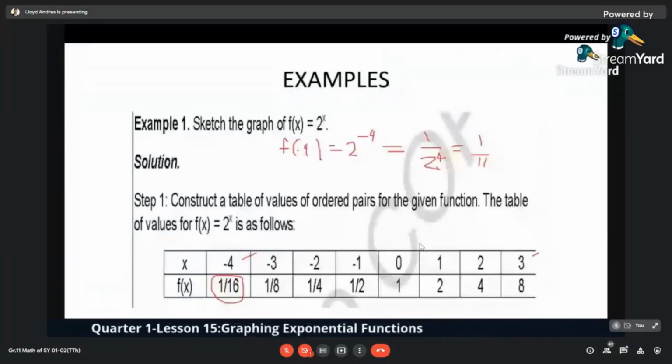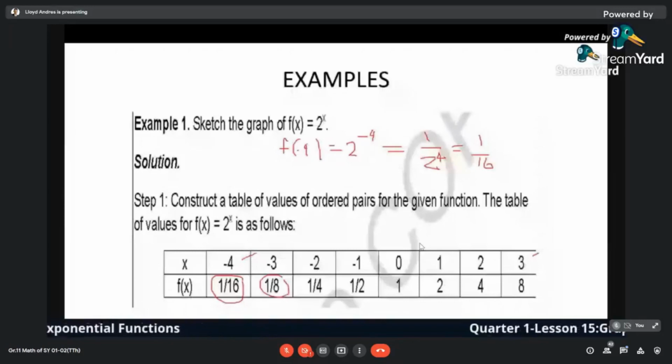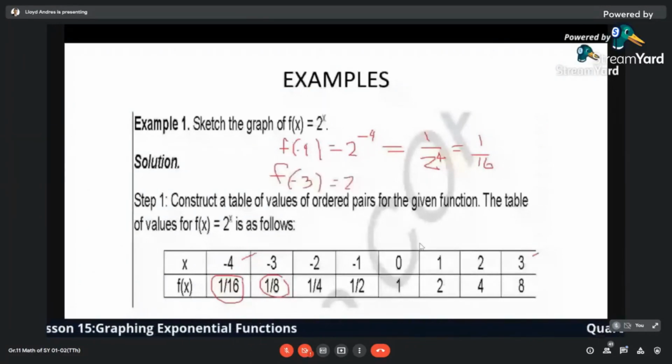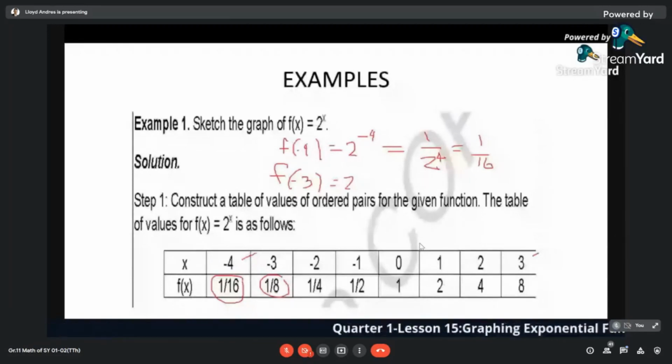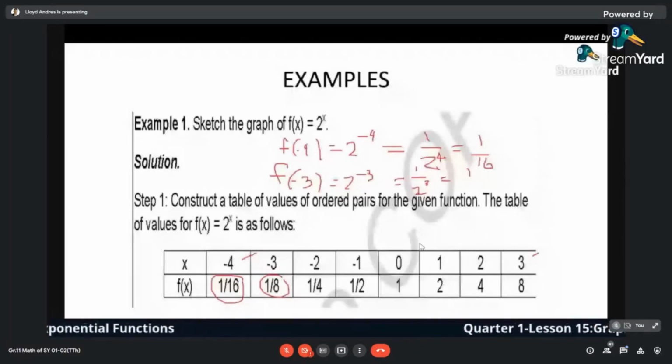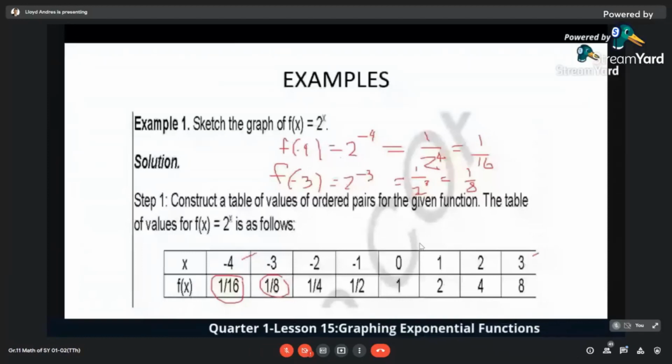Next, the 1/8. This is where the 1/8 comes from. f of negative 3. Meaning, that's 2 raised to negative 3. And again, since the exponent is negative, take the reciprocal, 1 over 2 raised to 3. And 2 raised to 3 is 8. So, it is 1/8. The process is the same until you reach f of 3.